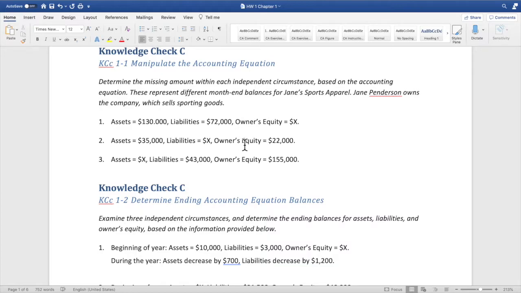So if the basic accounting equation is assets equal liabilities plus owner's equity, these questions here are pretty basic. So what we would do is we would take the total assets. So here we have assets of $130,000 and we have liabilities of $72,000. So you would subtract the liabilities from the $130,000 to get the owner's equity. So if we subtract $72,000 from the $130,000, our owner's equity would equal $58,000.